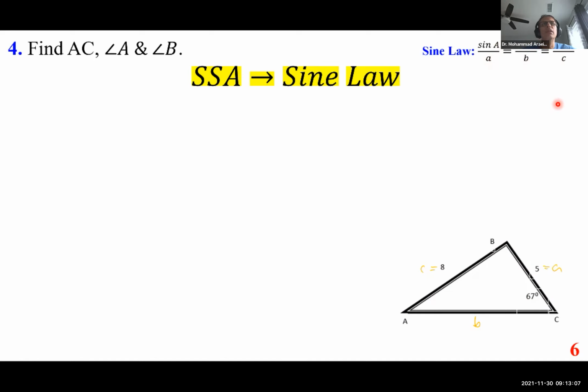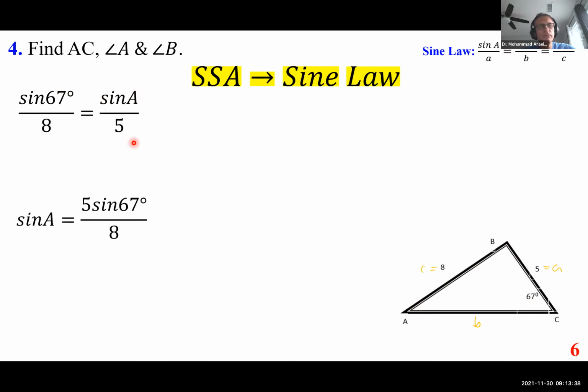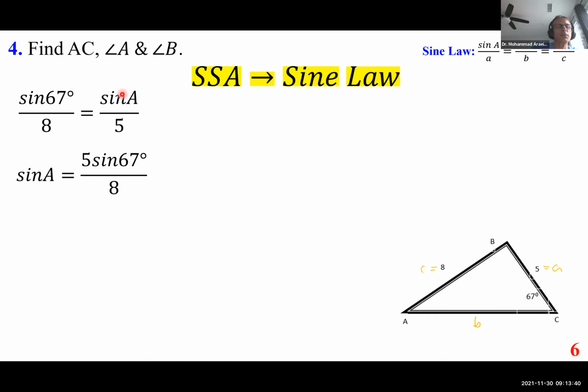And with that being the case, if we put sine of 67, so we are looking at this one. By the way, sometimes you can use the reciprocal, but it comes from the proof of the sine law that you can use this reciprocal. So sine of 67 over 8 is the same as sine of A over 5, because everything is given except sine A. The cross product will give us the answer. So 8 times sine A equals 5 times sine 67, divide by 8, that gives you sine A.